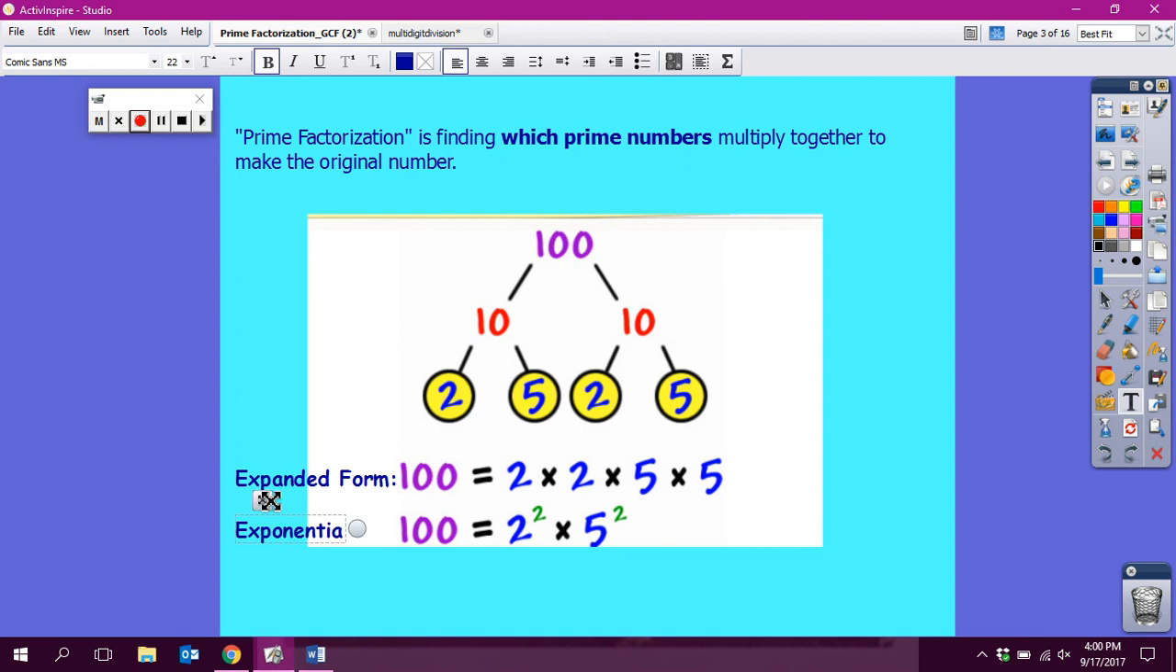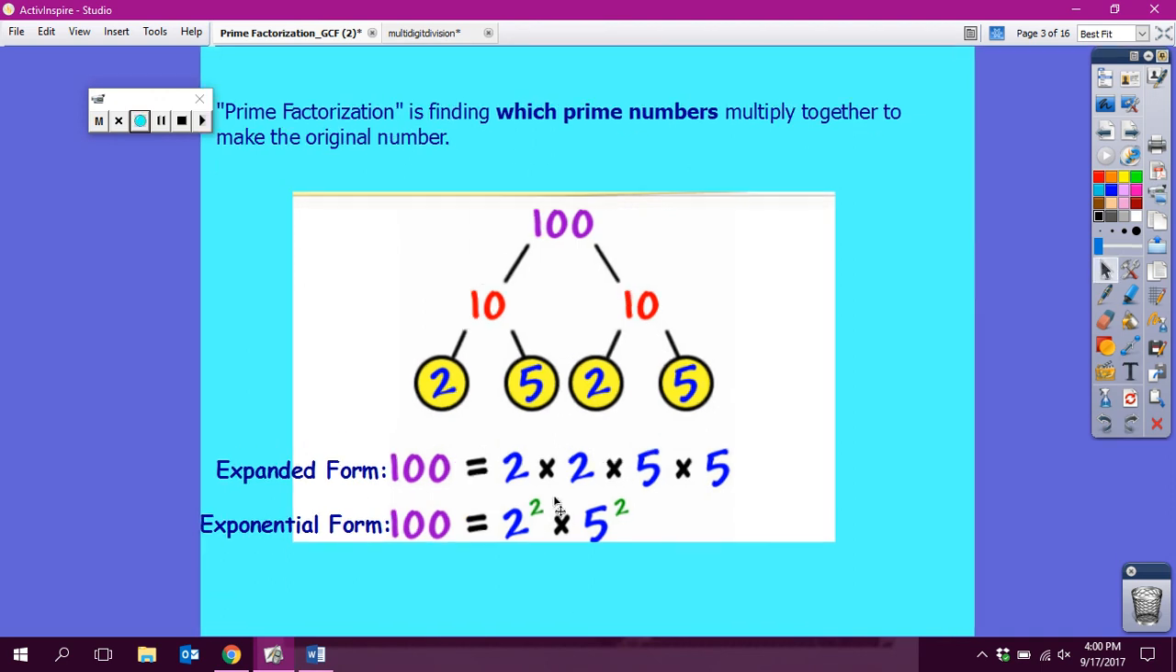Below that, you'll see what's called exponential form. The only difference between this and expanded form is that you've taken the numbers that you were given and written them with an exponent. This number 2 is the base number. It's what is repeated. And this exponent, the small number here, is how many times it's repeated. You can do that again with your 5s. You've got a 5 here, which is the base number, what is being repeated, and the exponent represents how many times it's repeated.